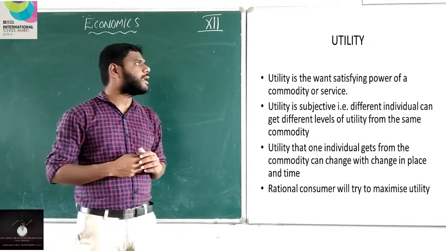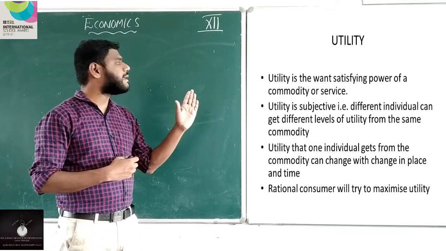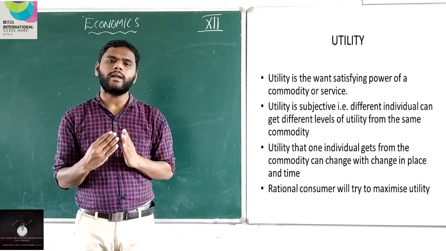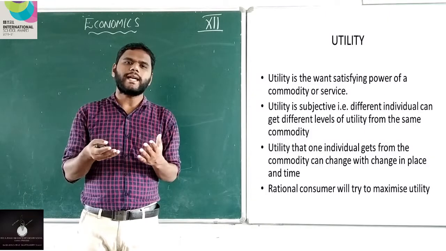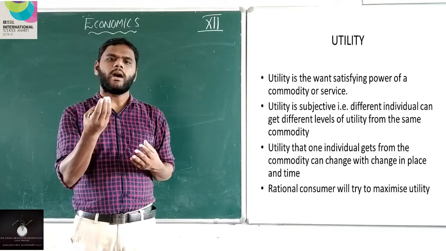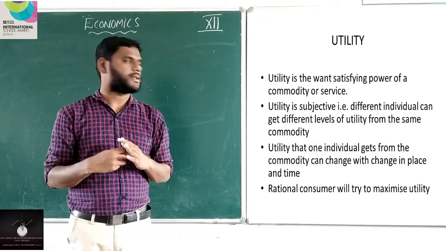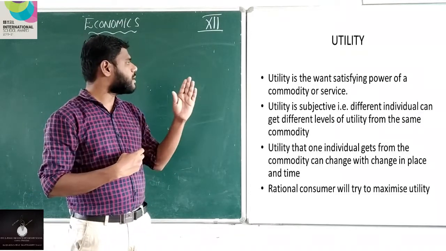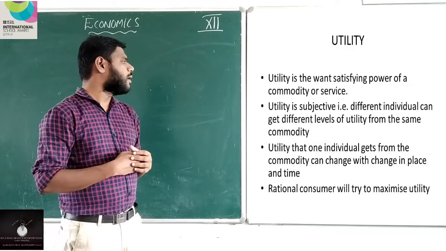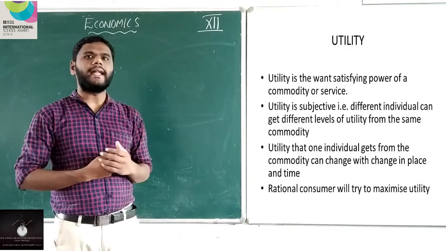Now, utility. What do you mean by utility? Utility is the satisfying power of a commodity or service, and utility is subjective. That means utility differs from person to person. The utility that I get from a particular commodity will be different from yours. For example, if I take one orange, the utility I get will be different from that of yours. That is why utility is subjective. Different individuals can get different levels of utility from the same commodity. Utility that one individual gets from a commodity can also change with place and time.